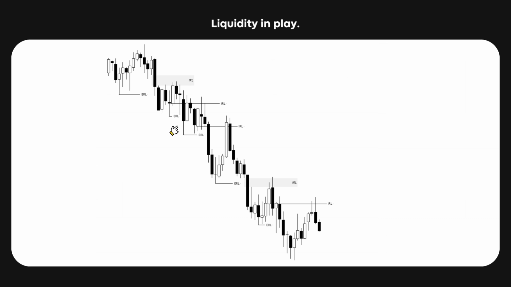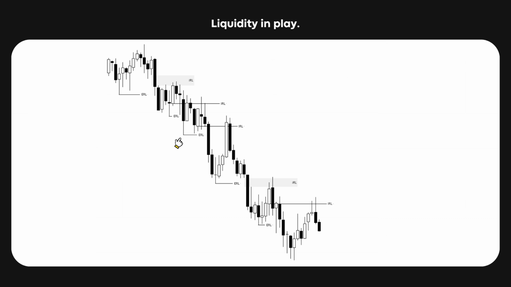And after it filled internal range liquidity or IRL, it then had another expansion lower, and with that move, it took out ERL. And after ERL, price retraced back higher again and tested IRL in the form of this order block. And again, after IRL is filled or tested, the next thing that price almost always does is it has an expansion move to take out ERL.